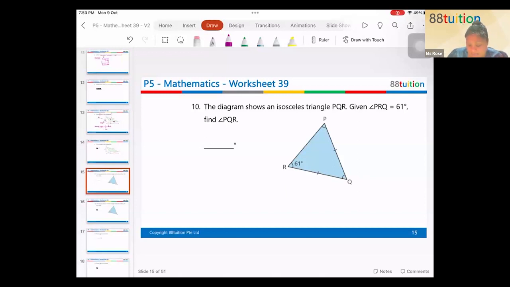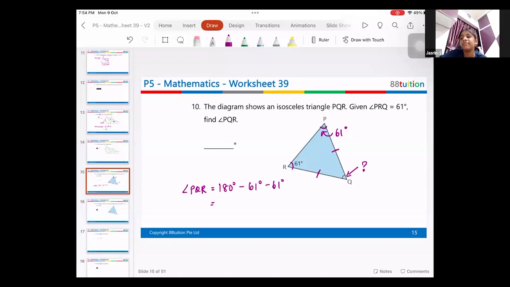So basically, the isosceles triangle, that means these two angles are equal. That's the isosceles triangle, right? So yes, Davian, correct. Because you're asking for PQR, which is this angle. So angle PQR, take the sum of angles in a triangle is 180 degrees minus the equal angles of the isosceles triangle. 58. Okay, so you will get 58 degrees.